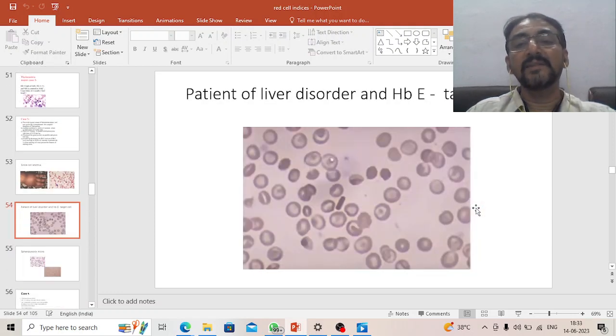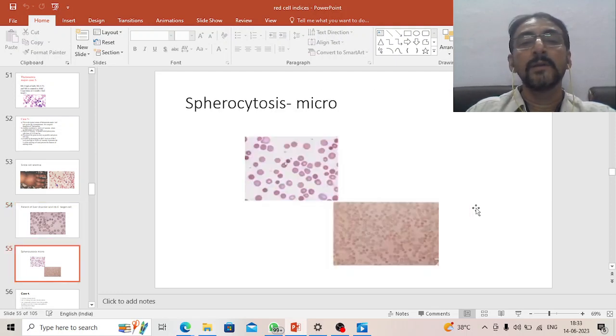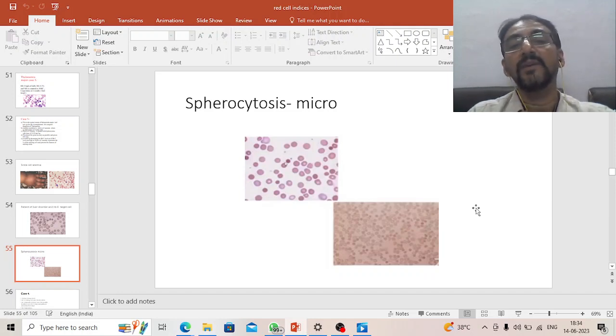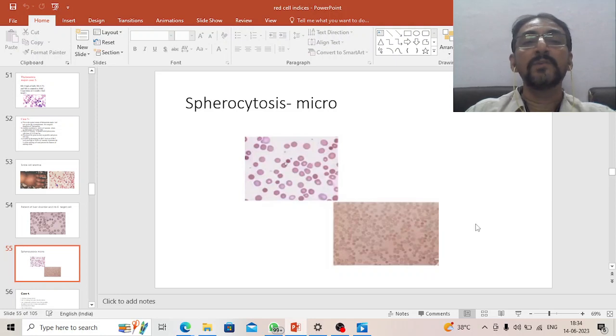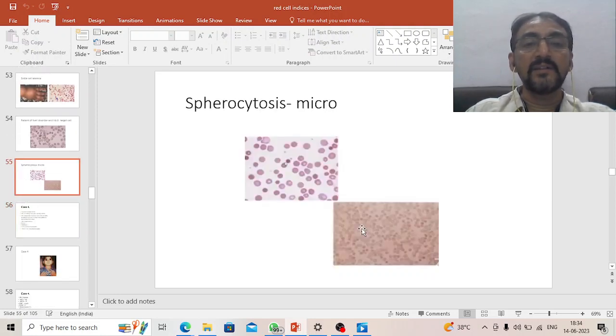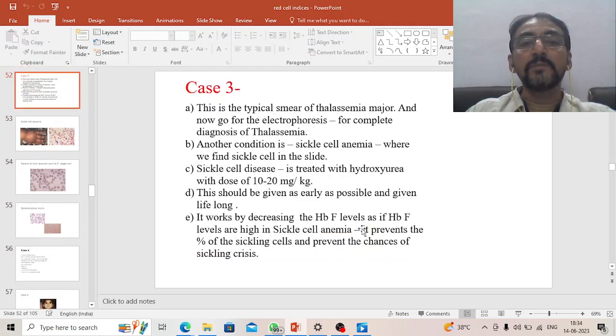Now this is target cells. The patient of liver disorder in HB, you leave it. Now this is spherocytosis. Here you see the shape of the RBC has become round. Instead of biconcave shape, it is having round shape. So this is called spherocytosis. Now come back to the disease proper. This is extra information that I have given, but actually this is a case of thalassemia major.